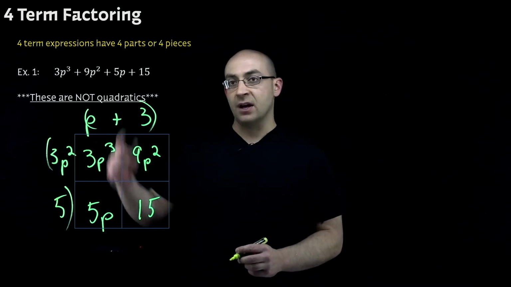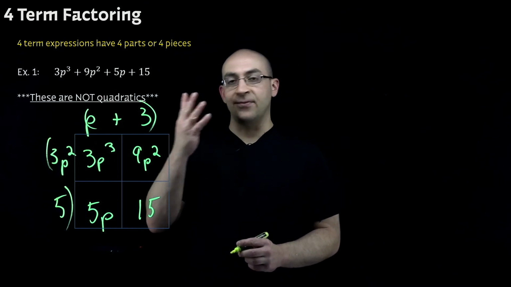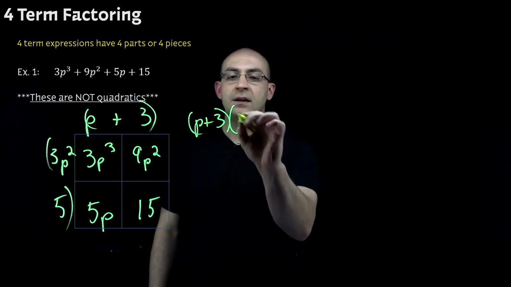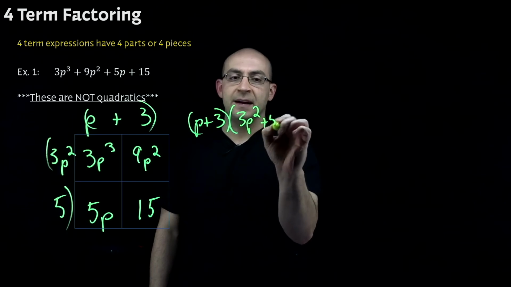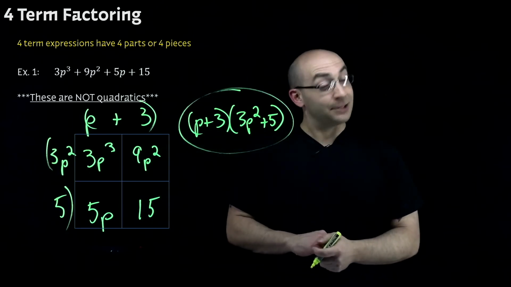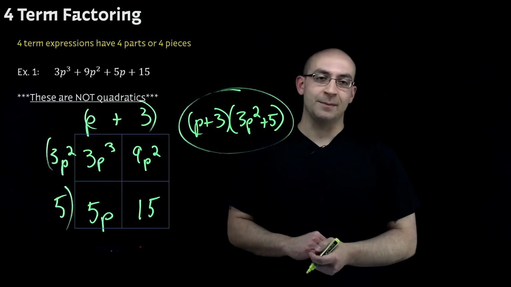The factors of this third degree four-term polynomial are p plus 3 and 3p squared plus 5. And that's our answer. The area model makes it actually really, really easy. It's like too easy almost. So let's see if you can do a few on your own.